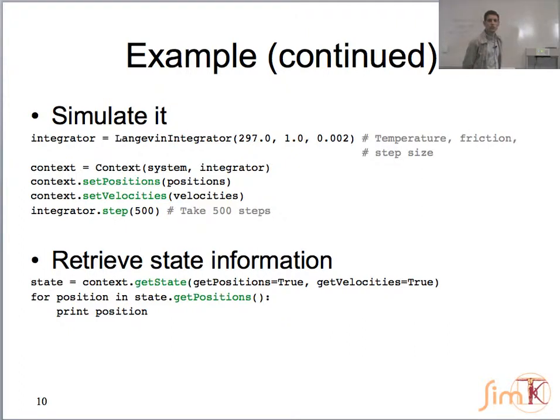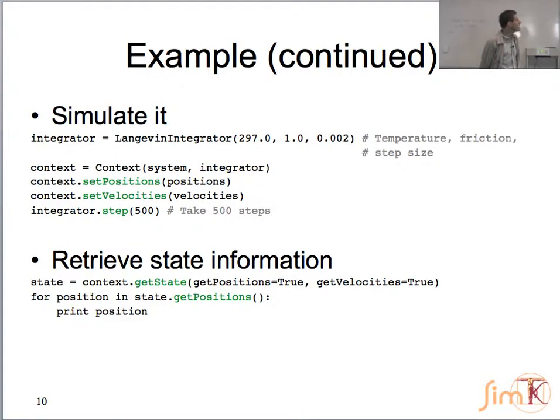So we've just done a bit of simulating. Now we want to retrieve state information, so maybe we want to analyze it to see if some condition is met. Maybe we just want to write it out to disk, whatever. So we're going to call getState on our context. And that will create a state object and assign it to this variable called state. And we have to specify what information we want the state to include. So we say get positions equals true and get velocities equals true. So this state is going to contain positions and it'll contain velocities. We could ask for other information like energies or forces or things like that, but in this case we aren't.